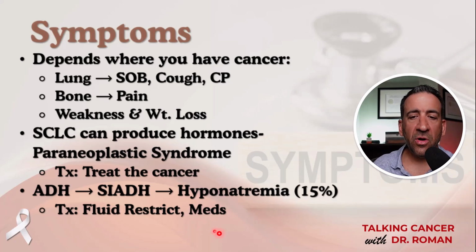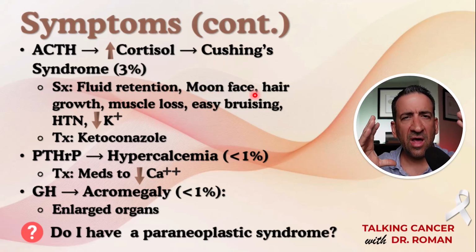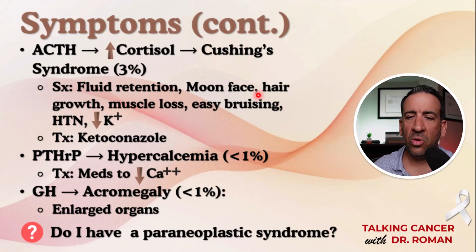Now, there are other paraneoplastic syndromes. These are much less common. For example, ACTH is another hormone that the tumor can produce. This increases the cortisol levels in your body. In other words, it's a steroid, and this can cause what we call Cushing syndrome. So this can result in a lot of fluid retention, what we call a moon face, because your face starts to retain a lot of fluid, so you develop a round face, if you will. This is the medical term that we use.